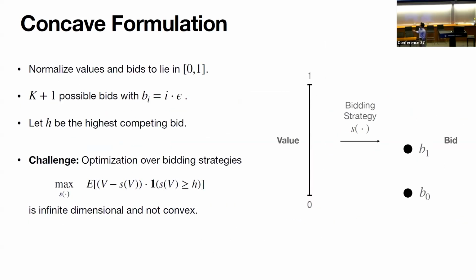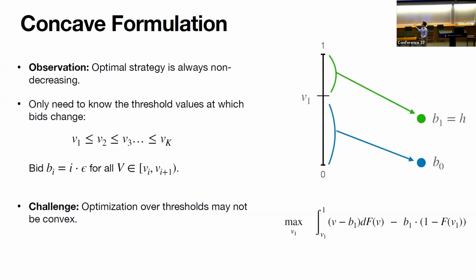Okay. So now let's look at the optimization problem that the auto-bidder is solving again and again. They want to maximize utility in this first price auction. Let's use H to denote the highest competing bid in the auction. The problem where you're working over all bidding strategies that map values to bids is too complicated. It's infinite dimensional. The mapping from the strategy to utilities is not convex. So you can't really deal with that.